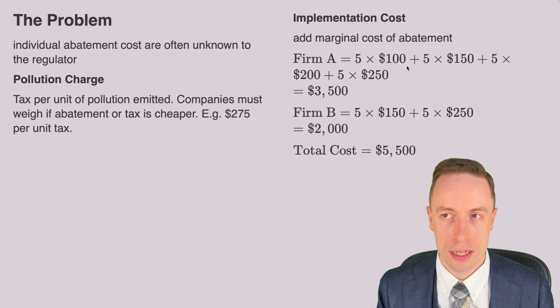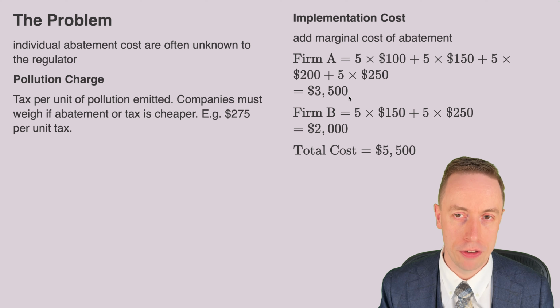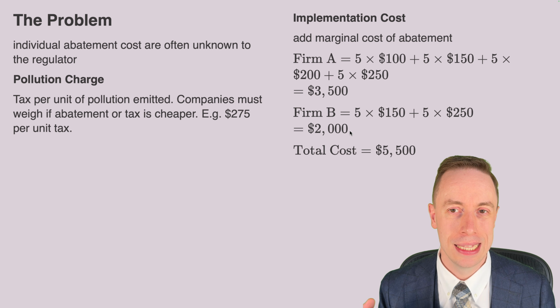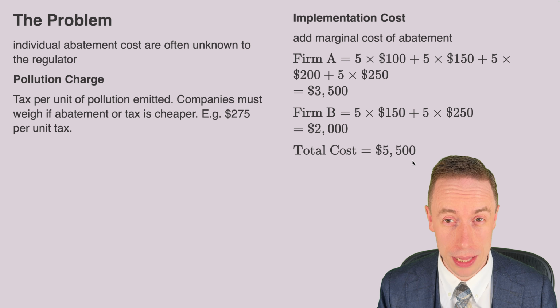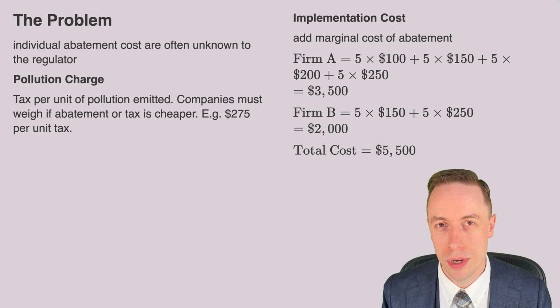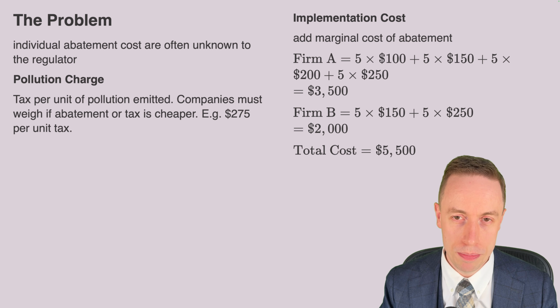So if we look at the social cost of cutting pollution this time, firm A pays 5 times 100 plus 150 plus 200 plus 250. Firm A pays 3,500. They cut more than before. Firm B only 5 times 150 and 5 times 250, spends $2,000 cutting, cuts less than before, which means we add these two numbers up. The cost of cutting the pollution is not 6,000 like it was under command and control. We could make it cheaper. We could get that cost down to 5,500. Same amount of pollution cutting, cheaper cost.